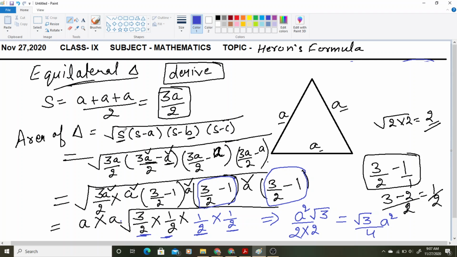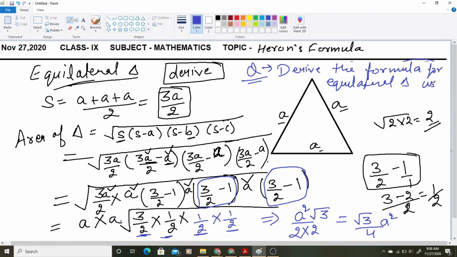It is very important. See, you can get a question in the exam that says derive the formula for an equilateral triangle using Heron's formula. Okay, by using Heron's formula you have to derive the formula for an equilateral triangle. This type of question you can get in your exam and then you have to solve it like this.